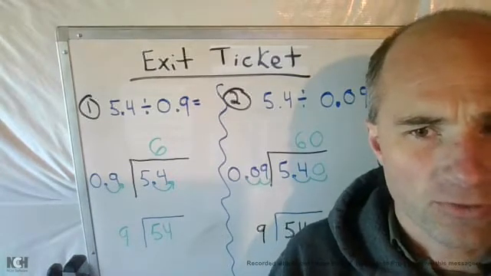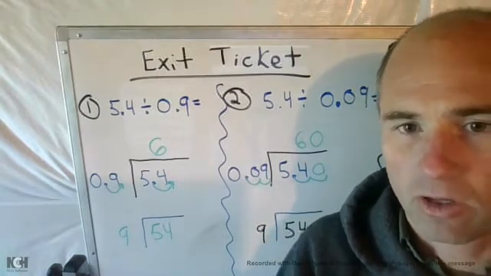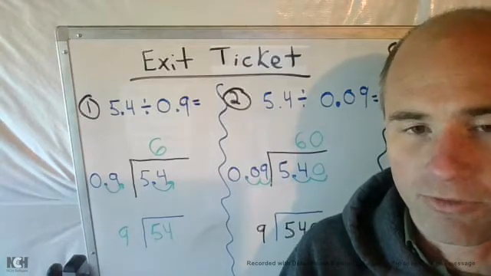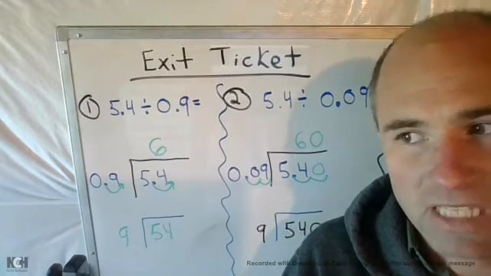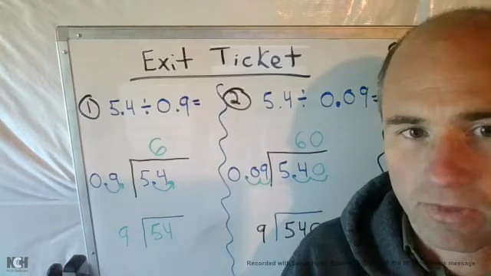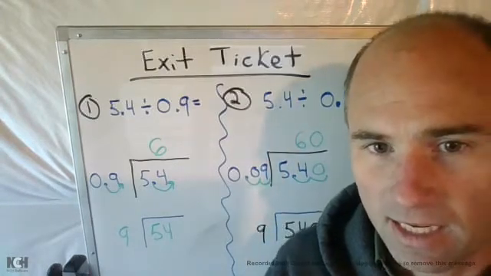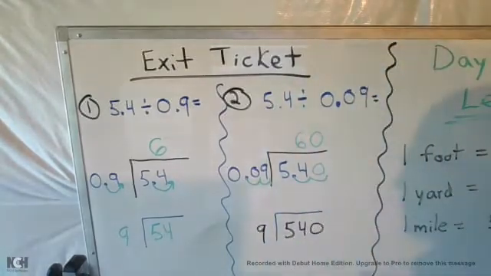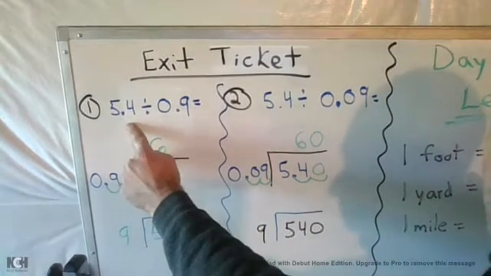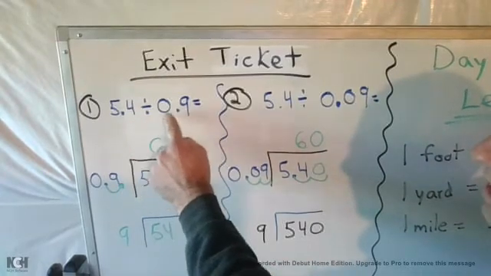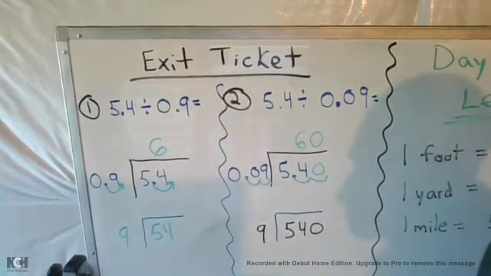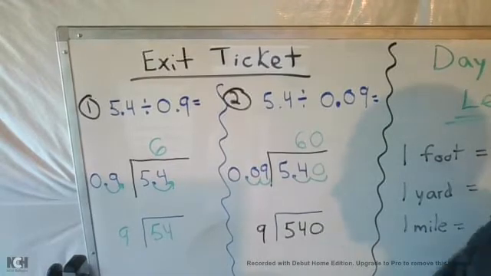It'll be a refresher for some of us who can recall measurement, but for some of us, it'll seem very fresh and new. All right, so let's get started with the exit ticket from day 9. So we had two problems on this. We had 5 4/10 divided by 9/10, for the first problem.